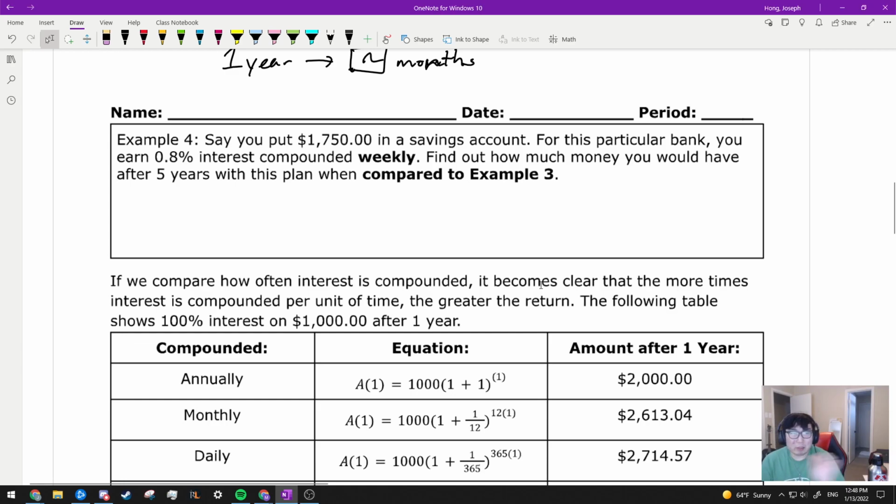So number 4, I would like for you to try yourself. So the numbers are still the same. So 1750, the rate's the same, the years are the same, but this time we're compounding weekly. So instead of monthly, all your variables are the same. The only thing that's different is your n. So I would like for you to try that yourself and compare it to number 3. So who made more? Number 3 or number 4? So let me give you some time to try that. You can pause the video at this time, and I'm going to reveal the answer in 5, 4, 3, 2, 1.